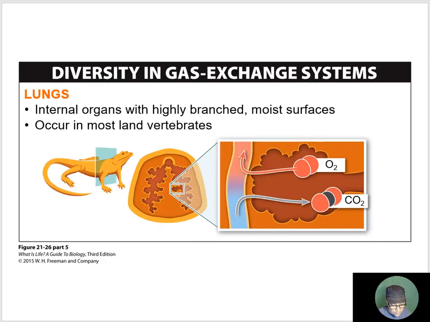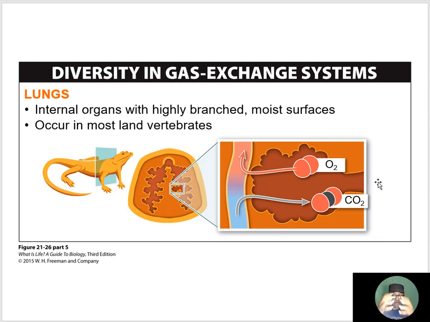But when we get to mammals and most land vertebrates, we have lungs. All right. So here is what's happening. And lungs are these internal organs that we have with highly branched, moist surfaces. And this is where the gas exchange is actually happening, right here in the alveoli of the lungs. So we have the air from the outside coming in here, if you follow my cursor, going into the lungs, and it's just a constant branching system.